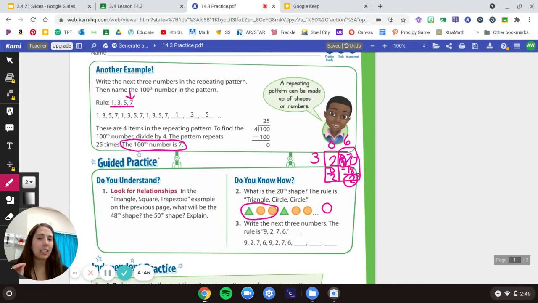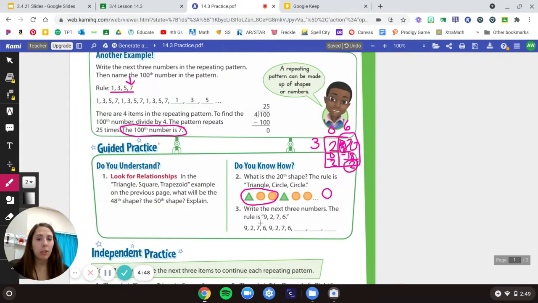All right, so looking at this one, we also did some problems where you had to write the next 3 numbers with the rule. This time, we're not doing multiply by 3 or anything. We just have these numbers. Think of it more as a pattern.